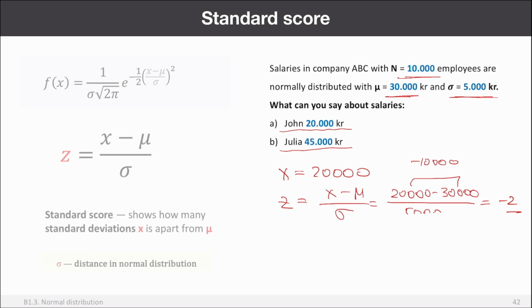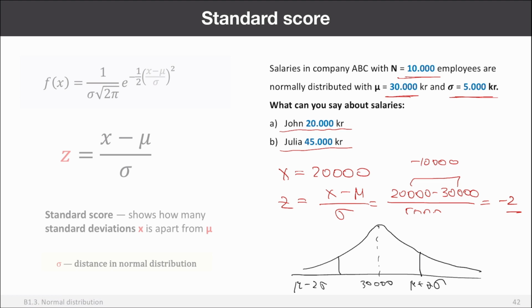If you think about the normal distribution, so this is the normal distribution, right? Here we have 30,000, so this is the average. Here you have mu plus 2 sigma, and here you have mu minus 2 sigma, which is exactly John's salary, right? So this is 20,000. This is John's salary. And then you know from our basic knowledge of the normal distribution that 95.5% of all employees have a salary between these two, right?